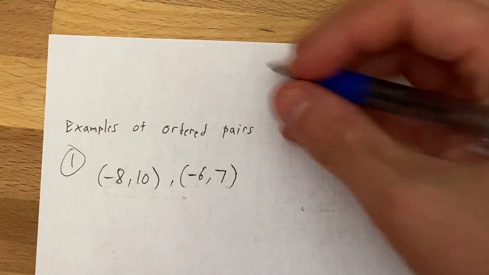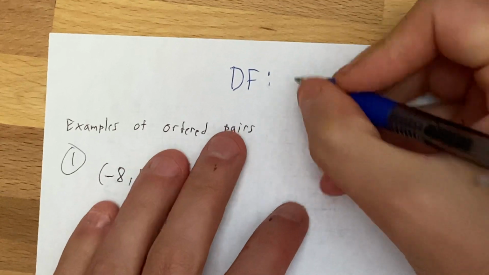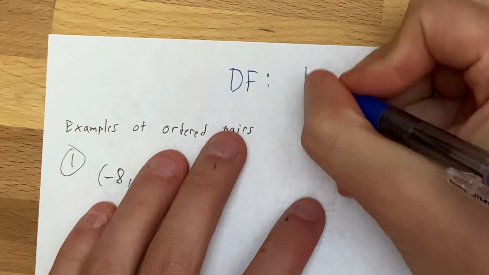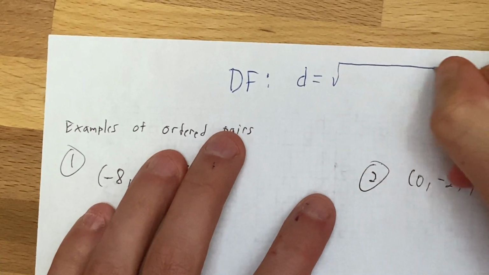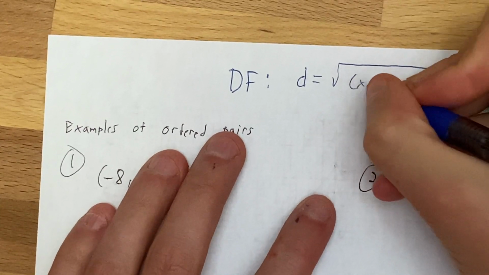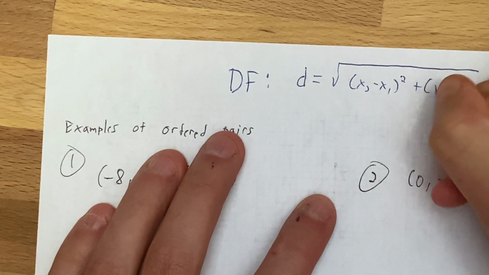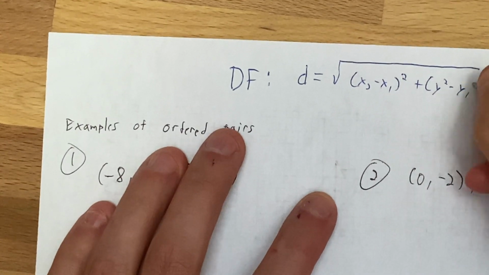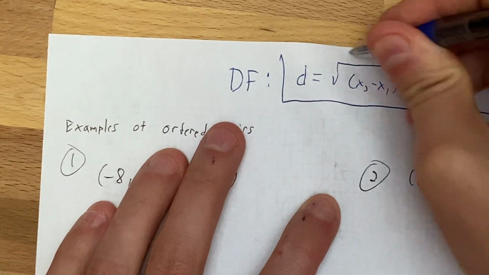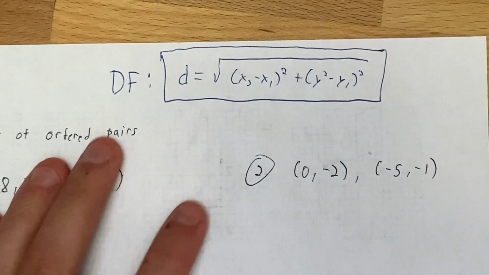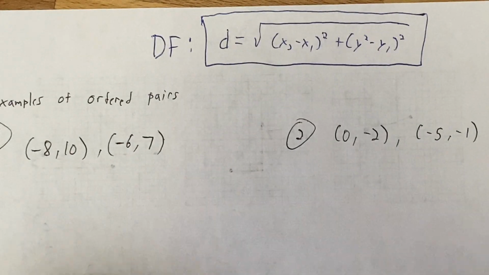And now we get to do practice problems like that. So distance formula: the distance is equal to the square root of (x2 minus x1) squared plus (y2 minus y1) squared. If you don't believe me, you can Google it. Distance formula. There you go. And the proof. GG.